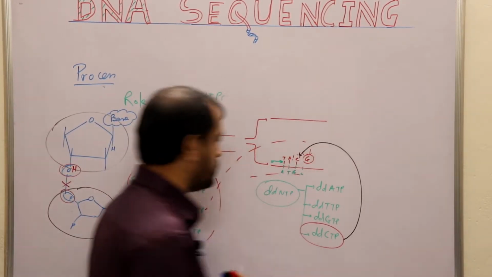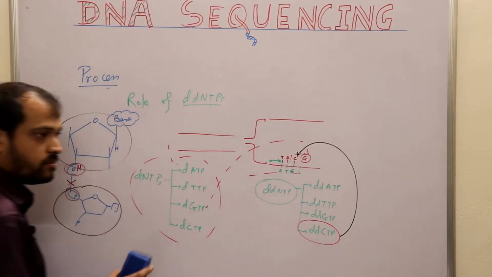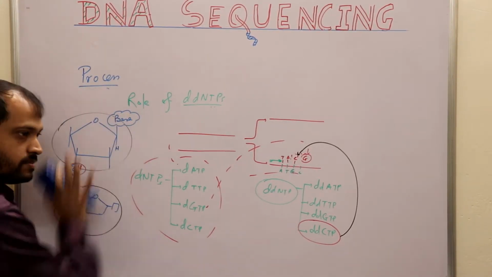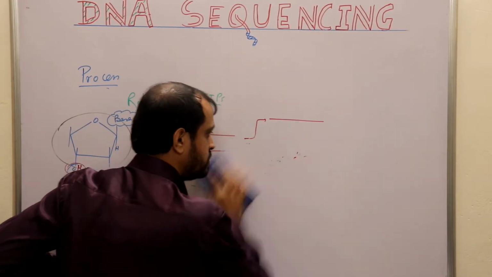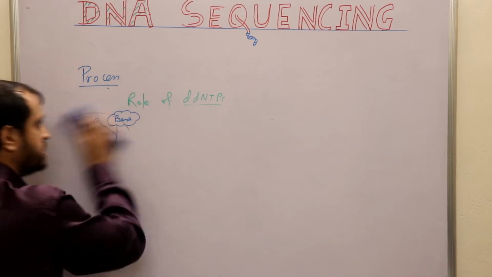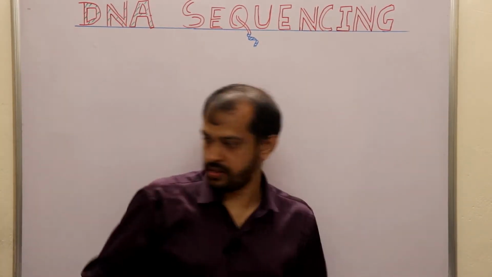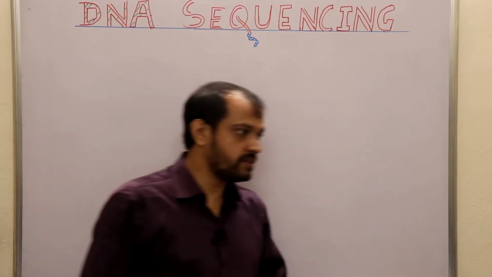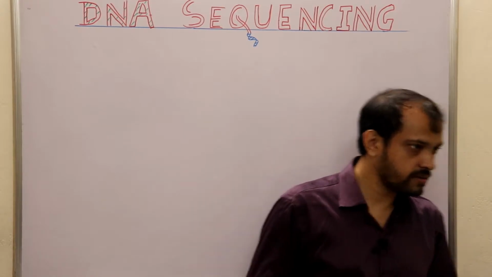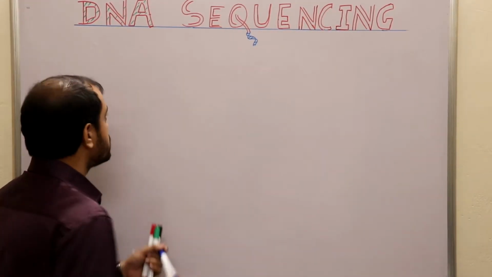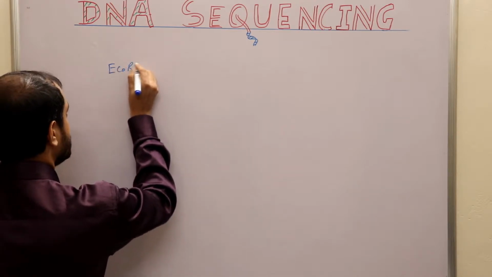Okay, now listen. So this is the basic chemistry of how ddNTPs work. Now let's take an example and we will try to solve the sequence of this particular thing. There is one important restriction enzyme by the name of EcoRI, right?